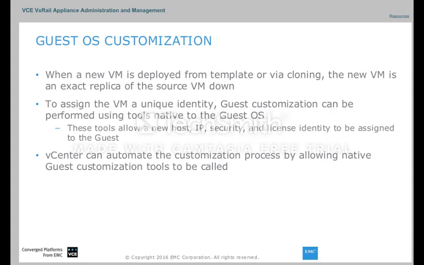When a new virtual machine is deployed from a template or through cloning, the newly deployed VM is an exact replica of the source VM down to the system identity, hostname, IP information, IP address, registry data for Windows guests, security identifiers, SID, and license configuration. To ensure that each new VM has a unique network, security and software identity, guest OS customization is performed.